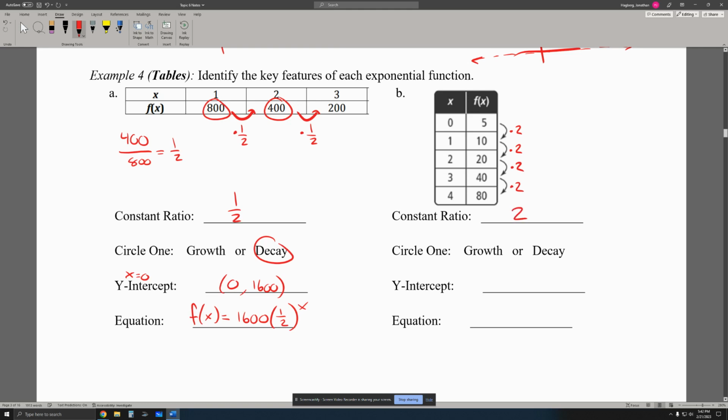Using that other trick, we could take successive x's. Let's go ahead and take, say, 40 over 20, and we can find that ratio to find our constant ratio. So 40 over 20, again, reduces to positive 2. So because 2 is greater than 1, we have exponential growth. Our y-intercept is where x equals 0. The ordered pair of coordinates for our y-intercept is 0, 5. So our equation, f of x, is equal to 5 times 2 to the power x.